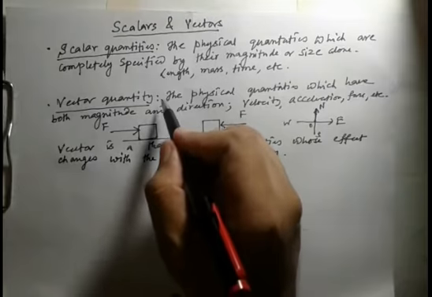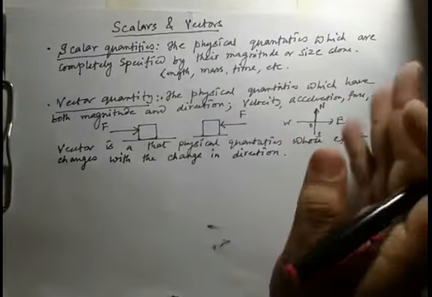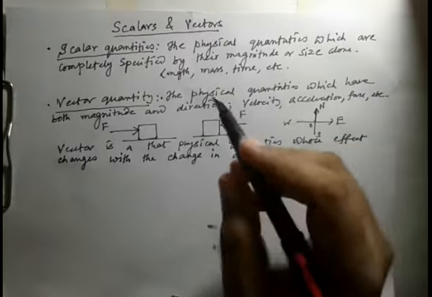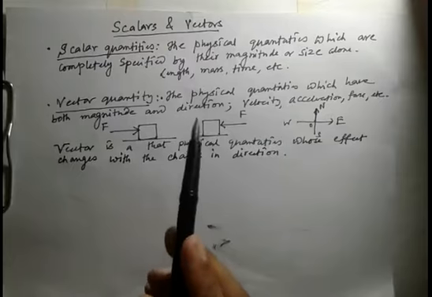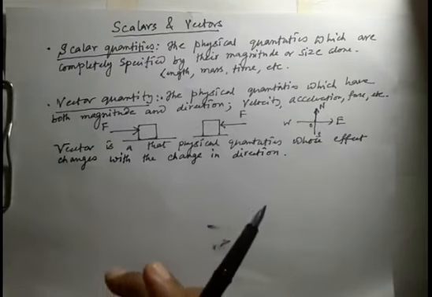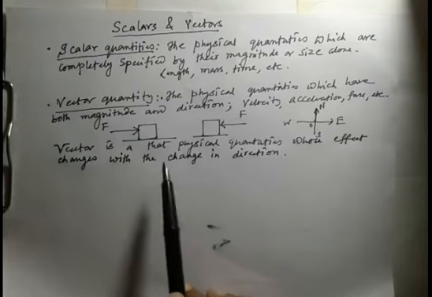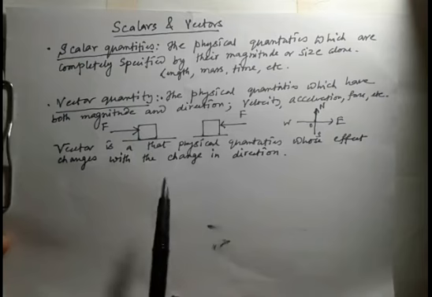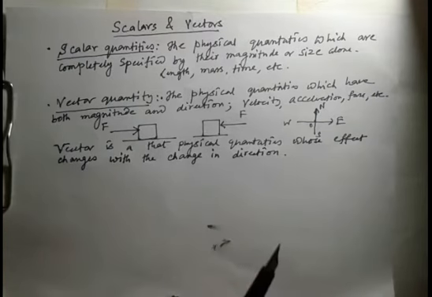So basically we use this definition: the physical quantity which has both magnitude and direction is known as the vector quantity. Examples are this one. This type of explanation is required when we explain that the area is a vector quantity. When I explain why the area is a vector quantity, you'll understand why this definition will be useful, that the vector is that physical quantity whose effect changes with the change in direction. Okay, so that is the thing.